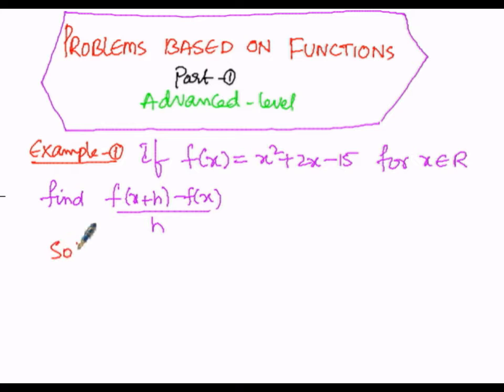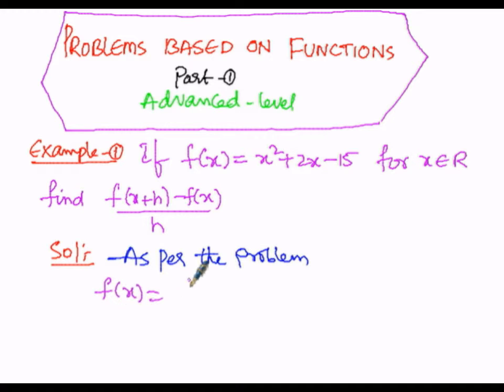Solution starts now. In our solution, as per the problem given, the function which is given to us is f of x is equal to x square plus 2x minus 15. But in order to find out f of x plus h minus f of x overall divided by h, first of all we have to find out f of x. Already f of x is given as x square plus 2x minus 15, so we have to find out only f of x plus h.